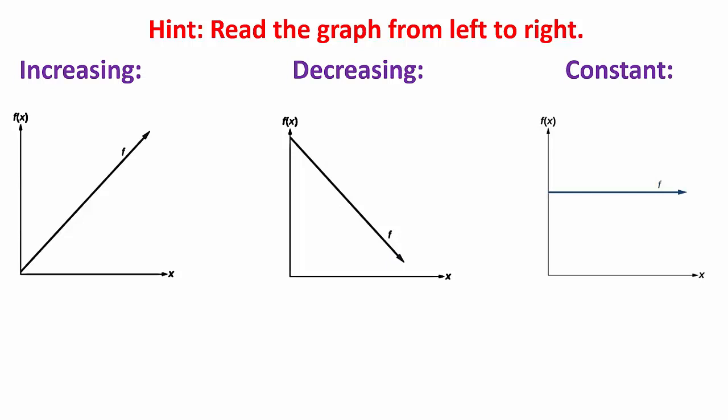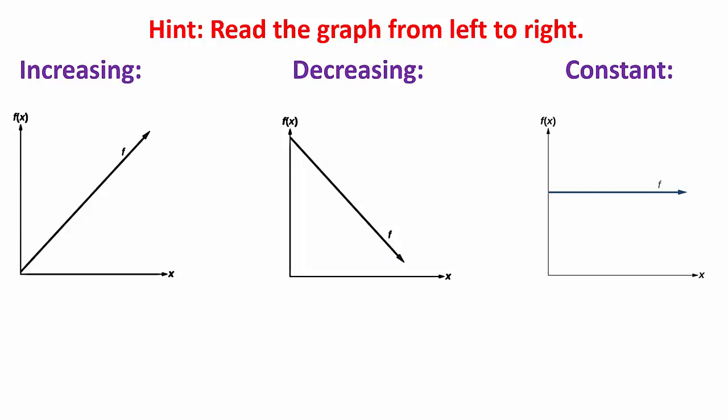A decreasing graph: if we're reading from left to right, the line would appear to slant down towards the right. This would be an example of a y equals, let's say, negative x plus 10. And we'll understand what the plus 10 means as we progress further in some of the other units.